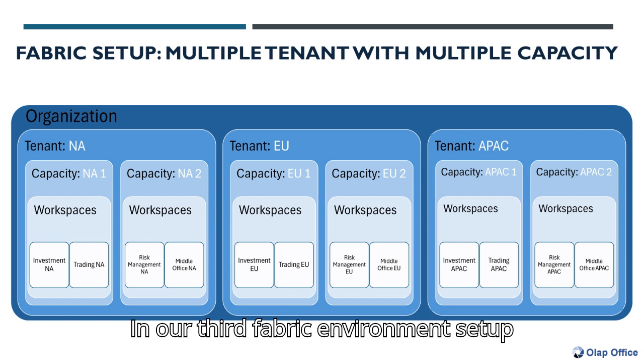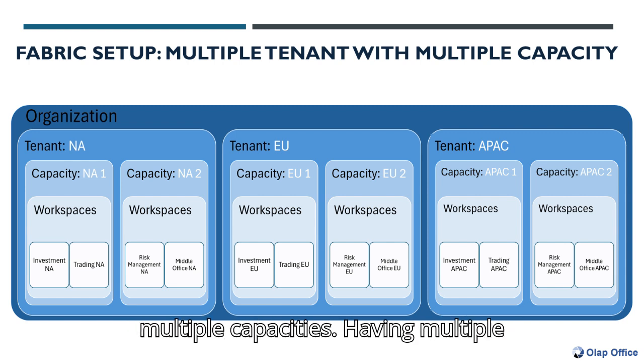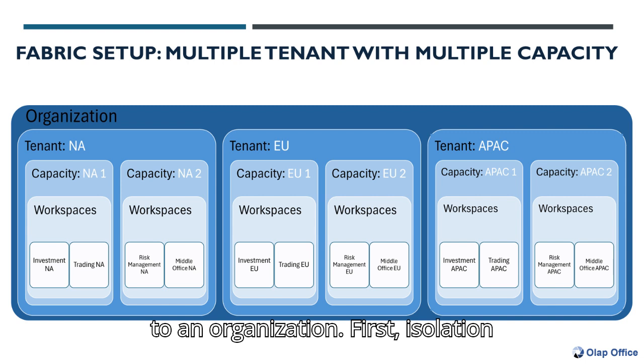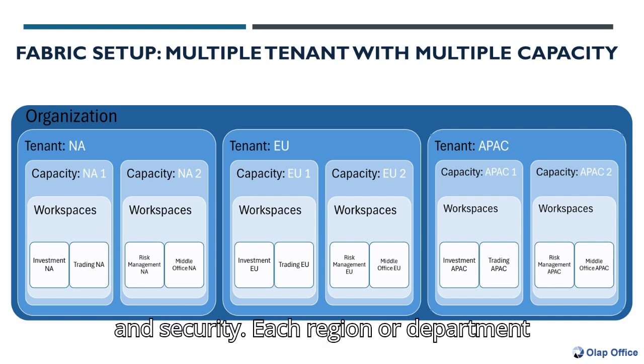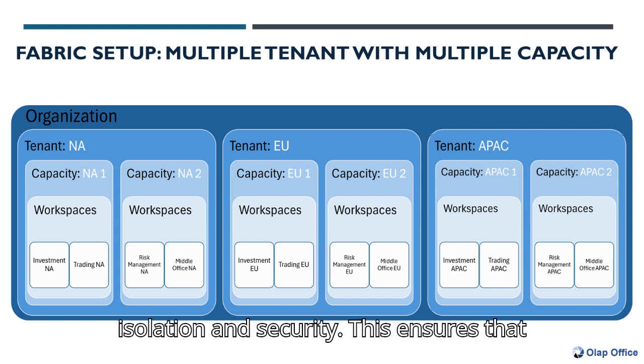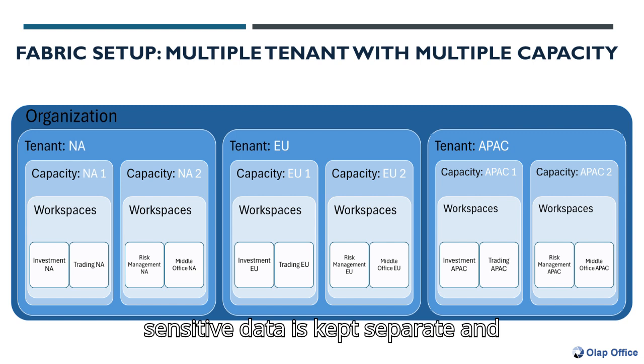In our third Fabric environment setup example, we have multiple tenants and multiple capacities. Having multiple Fabric tenants can offer several benefits to an organization. First, isolation and security. Each region or department can have its own tenant, providing better isolation and security. This ensures that sensitive data is kept separate and secure.